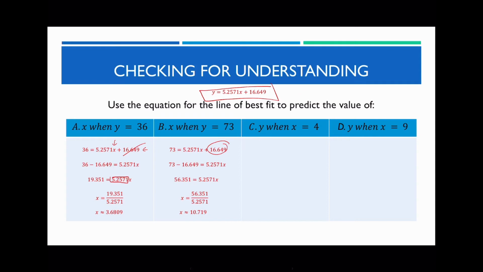Part C and part D are going to be relatively more straightforward. There are fewer steps in this case. So I'm substituting in x is equal to 4 into this equation over here. So this is what it would look like. Find out what this product is going to be.